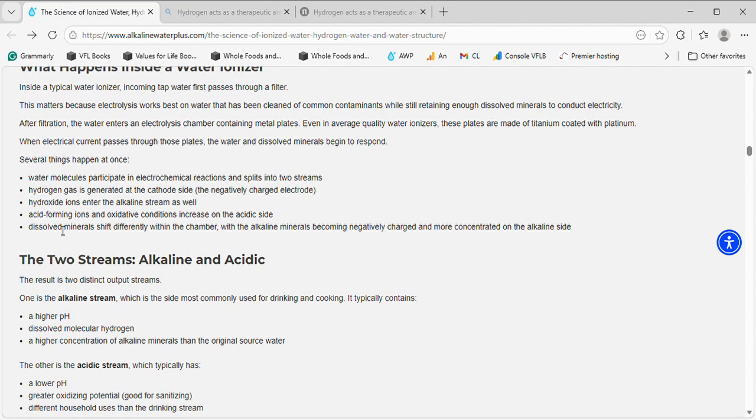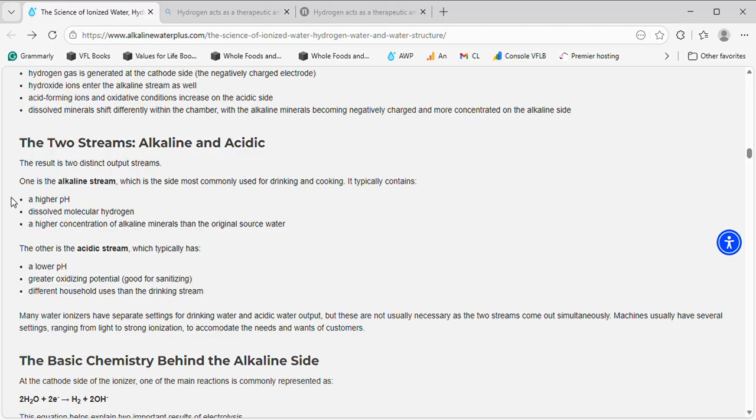And acidic forming ions will go toward the acidic side, as we already mentioned. The dissolved minerals shift differently within the chamber, and it really does depend also on your source water and whatever setting you choose and the flow rate you use, how concentrated the alkaline minerals will be on that alkaline side.